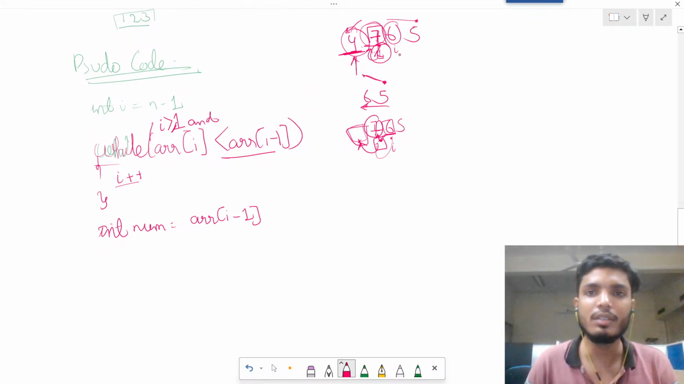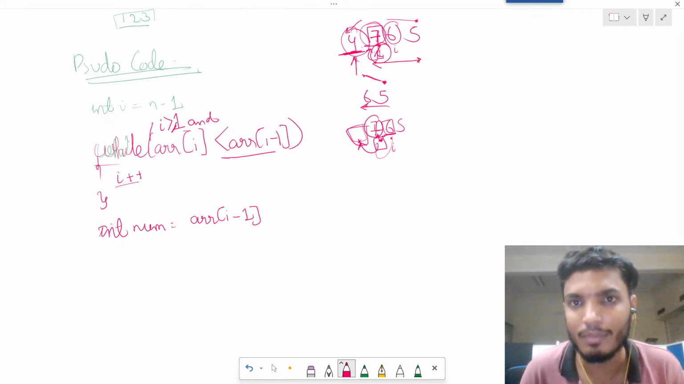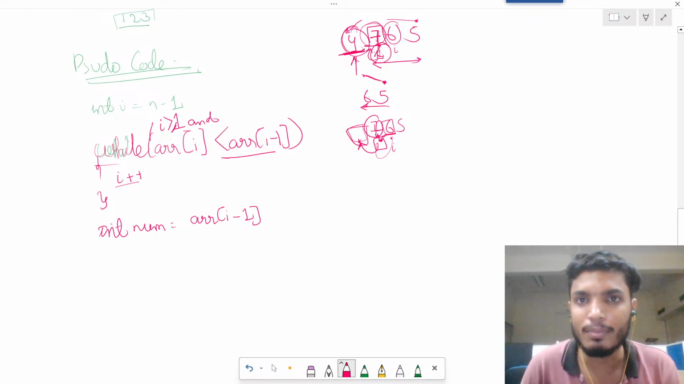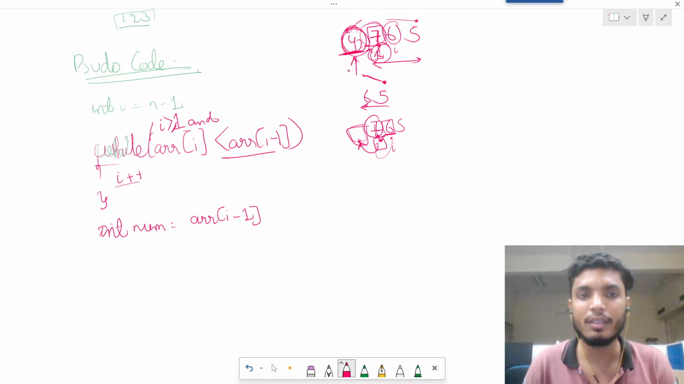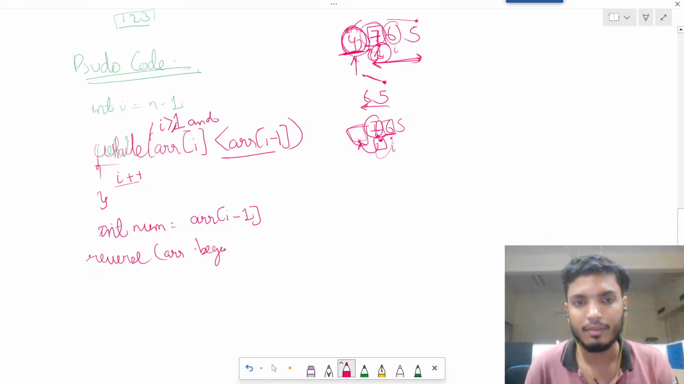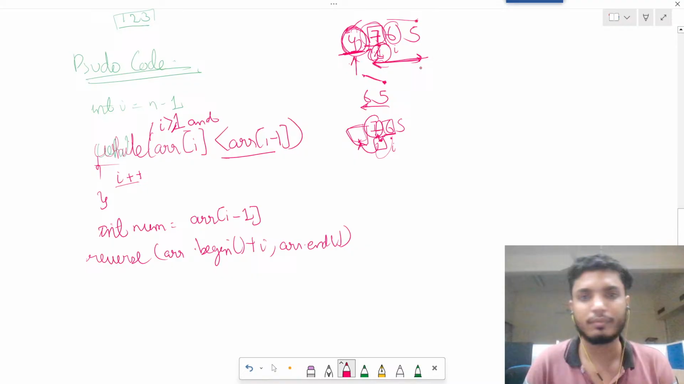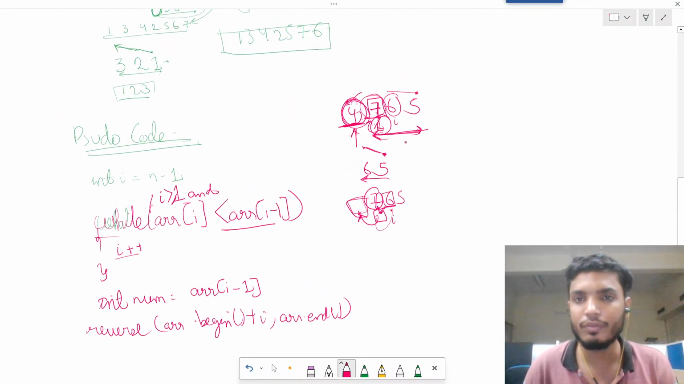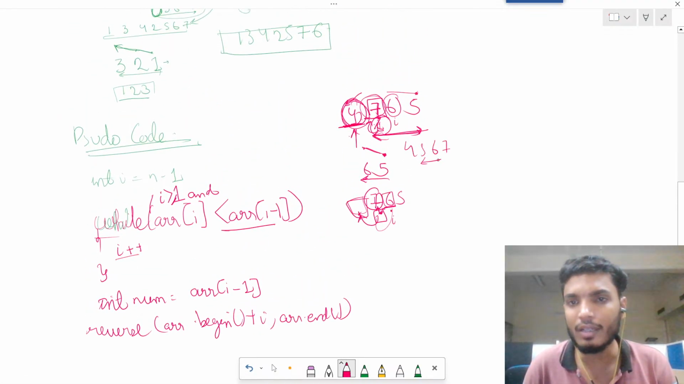Now what you need to do is simply reverse this to this, because I found this number, which is num, present at the index I minus 1. I need to reverse from here to here, so I will reverse from arr dot begin plus I to arr dot end. After reversing this will be 4 5 6 7.